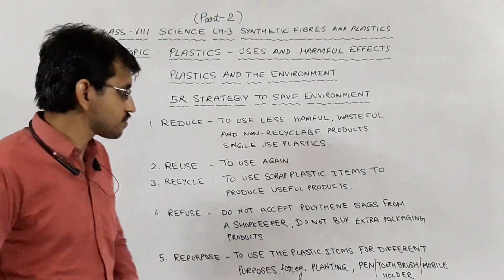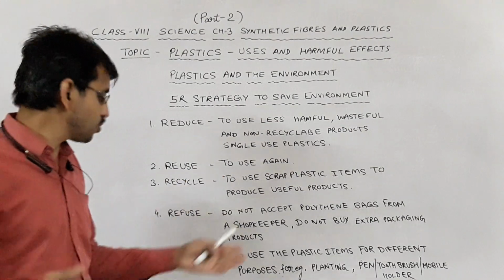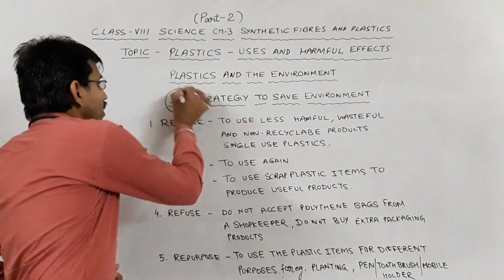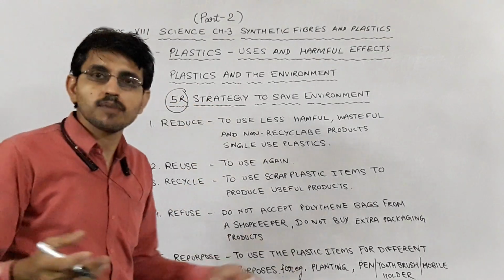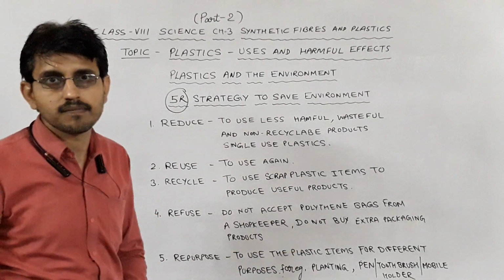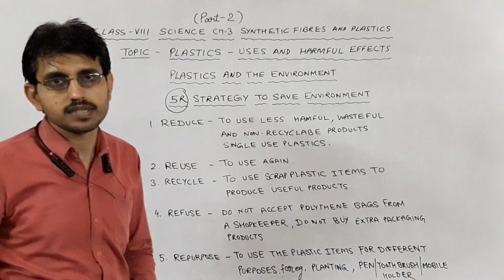So in this way, by using the strategy of reduce, recycle, reuse, refuse and repurpose, that we call 5R, we can use plastic and save the environment together. So this was all about the chapter synthetic fibers and plastics.